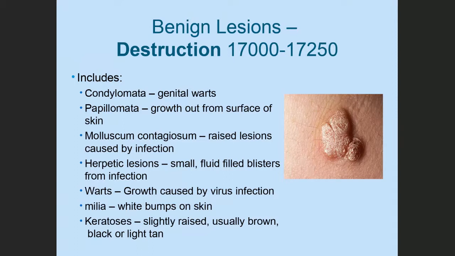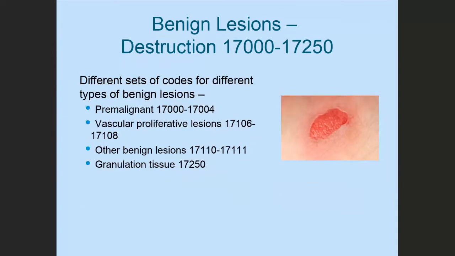Destruction codes for this are for benign lesions still. 17000, 17250. Condylomata, papillomata, molluscum contagiosum, herpes lesions, warts, milia, and keratoses. So there are different sets of codes for different kinds of destruction of benign lesions. There's premalignant, and this is 17000, 17004, vascular proliferative lesions, other benign lesions, and granulation tissues. So knowing that it's destruction of benign is not enough. You have to know what type of benign lesion it is.